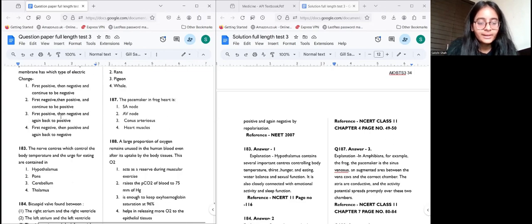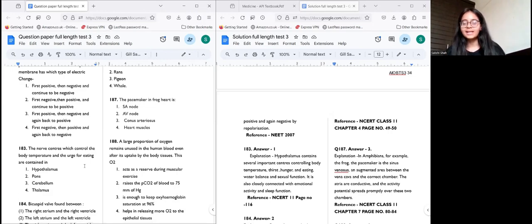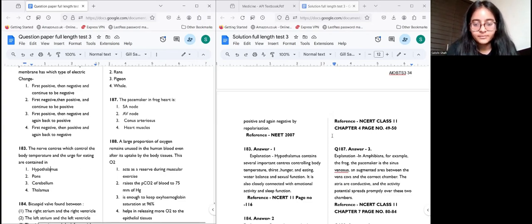For 183, the nerve centers which control body temperature and the urge for eating are located in the hypothalamus, because we know that the hypothalamus is the temperature regulating center. If our temperature is not regulated, our moods are not regulated, and we constantly feel hungry and cranky. So in that case, the eating center and the hot-cold center, both of these centers are located in the hypothalamus. So the answer for 183 is 1.